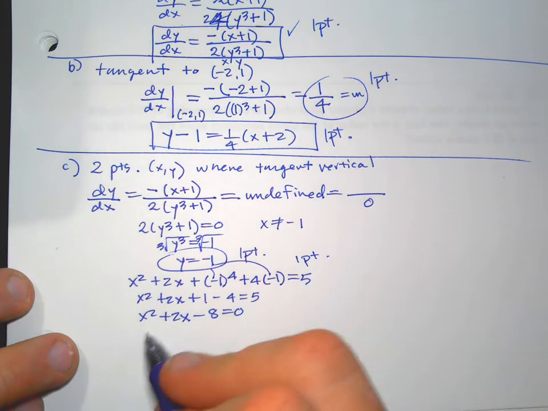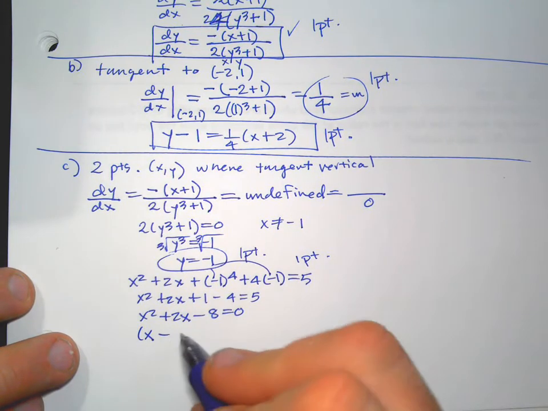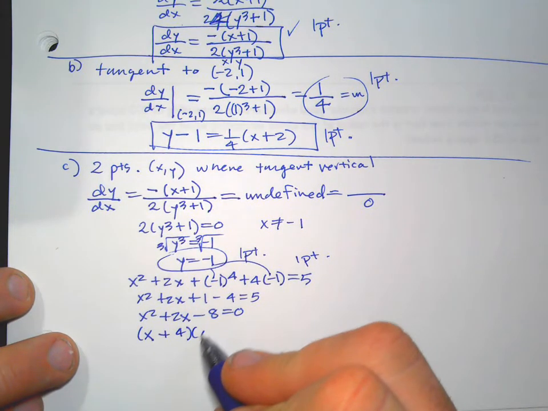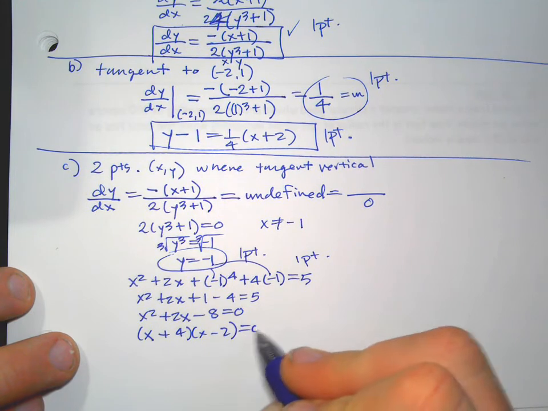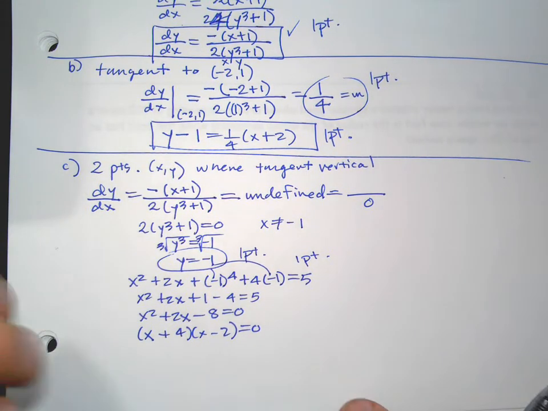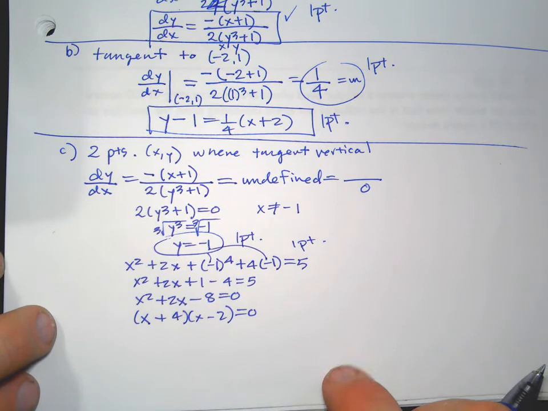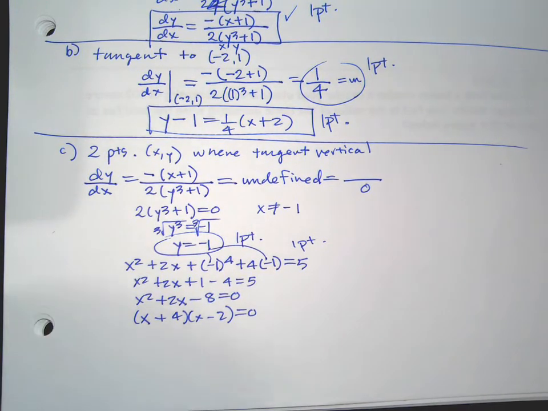Okay? And then you factor this, x plus 4, x minus 2. Now, I don't know if this is bothering anyone. They said that we're supposed to get 2 points and we only got one y value. So where's the other y value? There's supposed to be 2 different points, they said.